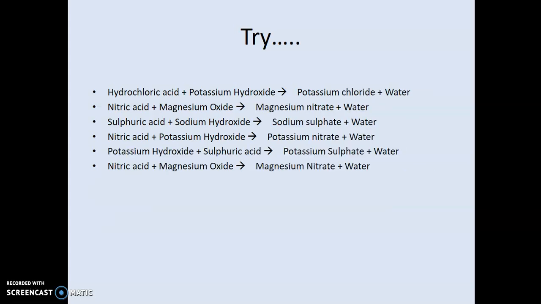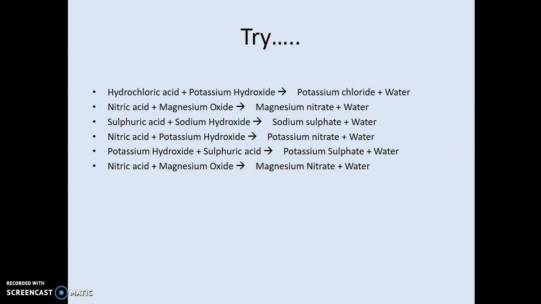Okay, so the first one, hydrochloric acid plus potassium hydroxide, is going to give you potassium chloride plus water. Well done, you got that one right. Nitric acid plus magnesium oxide is going to give you magnesium nitrate plus water. Sulfuric acid plus sodium hydroxide is going to give you sodium sulfate plus water.